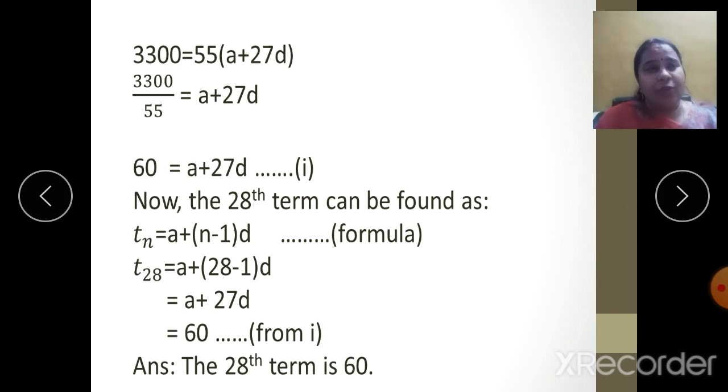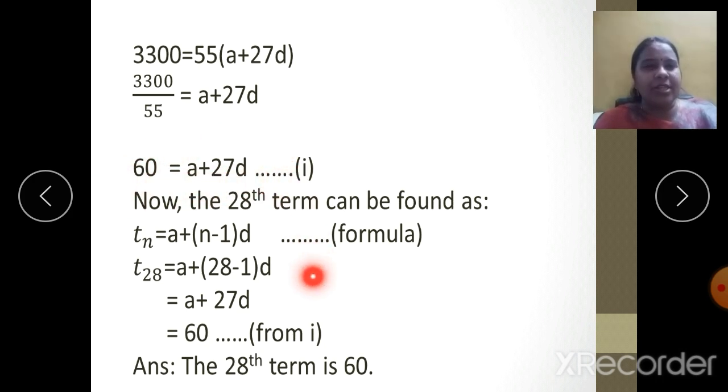Now still we have not reached the answer. Going back to the question. What are they asking us? They are asking us the 28th term. Term has come, so I am going to use the formula Tn is equal to a plus n minus 1 into d. Which term they want? 28th term. So n value you substitute 28. Nothing else you have to substitute here. So T28 is equal to a plus 28 minus 1 d. 28 minus 1 is nothing but 27. So we get a plus 27d, and this value we can directly get from equation number 1 as 60.